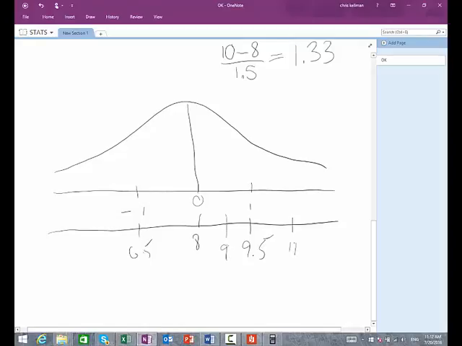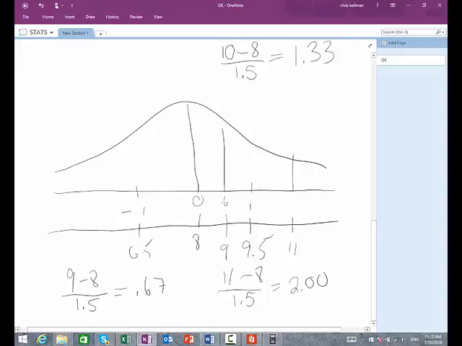Now we're looking for the area between 9 and 11. So we're going to have to find ourselves 2 z-scores. We'll do 9 first. 9 minus 8 is 1. 1 divided by 1.5 is going to round to 0.67. It's positive. And we'll do the next one. That's 11. 11 minus 8 is 3. 3 divided by 1.5 is 2, and just for good form, I'm going to write it down to 2 decimal places.